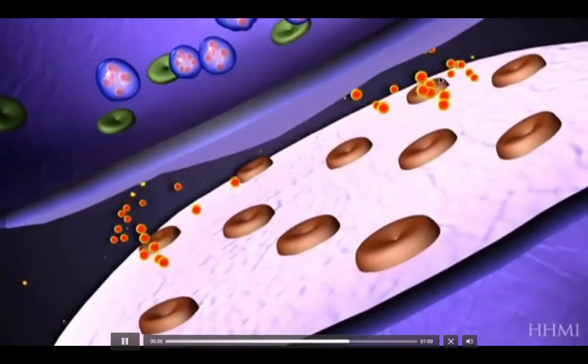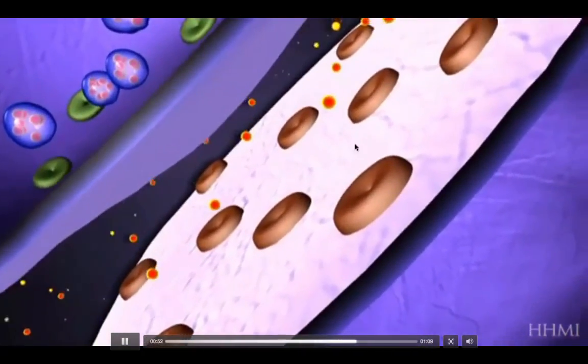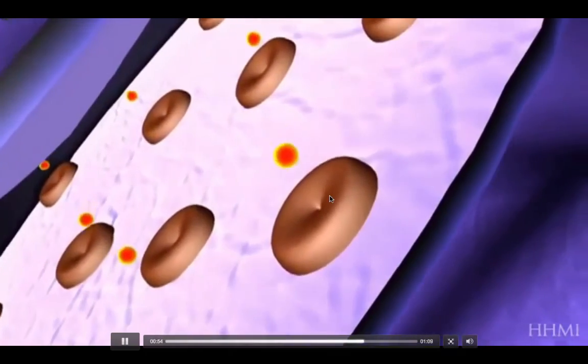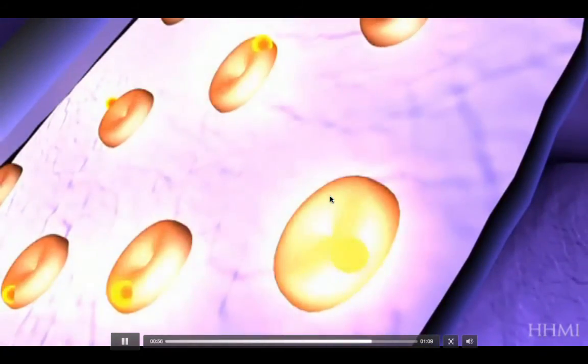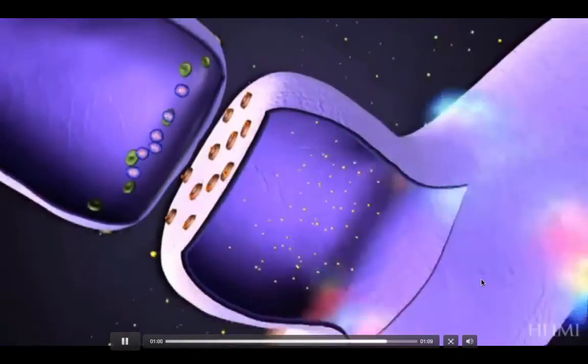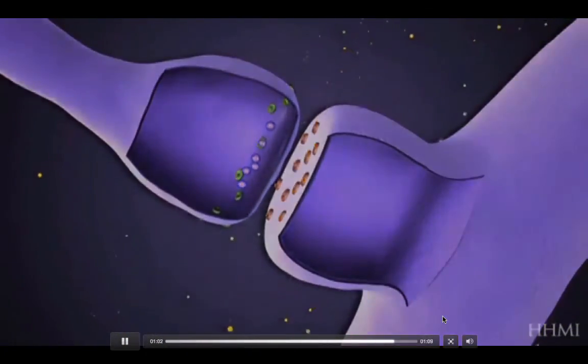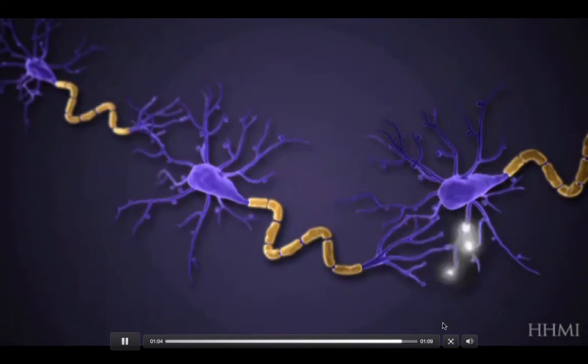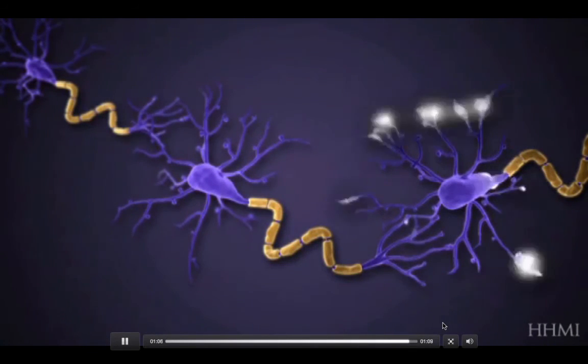Don't worry about what's going on in there. Here's our neurotransmitters. They bind to these receptors, just like so. And now it can be passed through. And it constantly sends these signals, just like so.